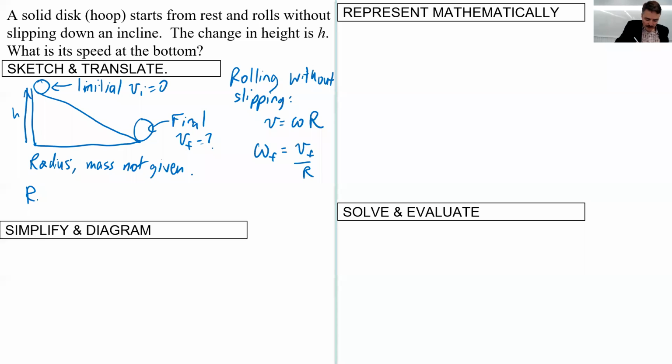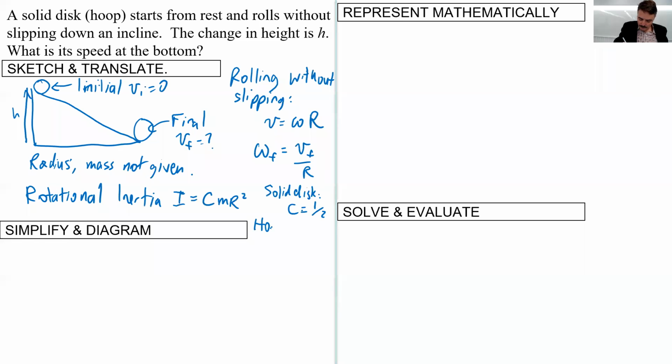There's also going to be rotational inertia. And what I'm going to do for rotational inertia is say that I is equal to C times mr squared, where if it's the solid disk, then C equals a half. And for the hoop, C equals 1. It's some dimensionless number, which you'd get from that table in your book.